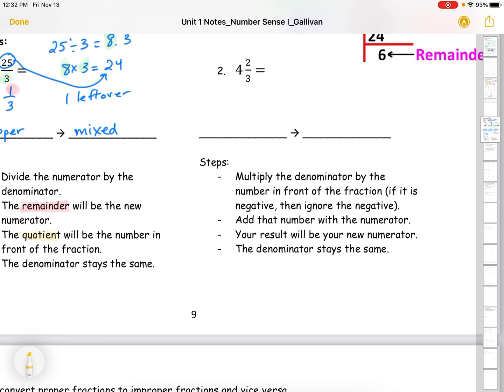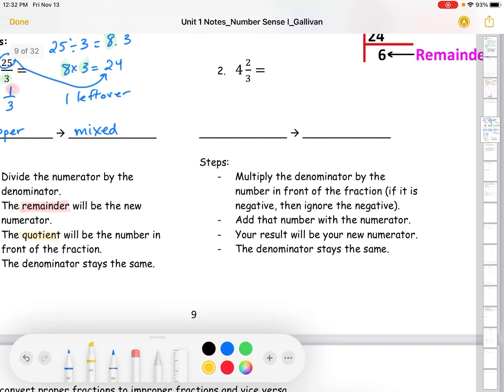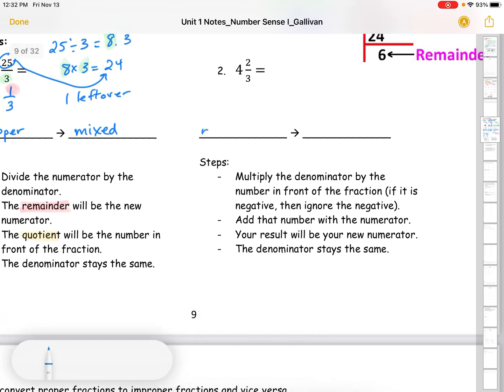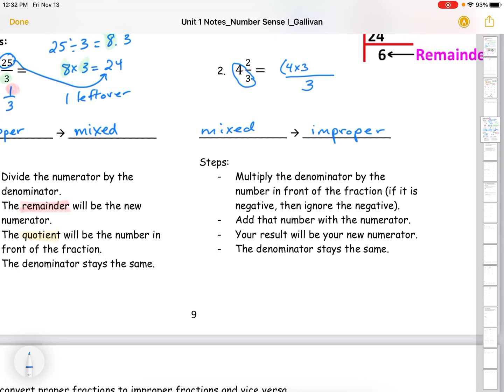Now, here we're going the other way. Here we're going mixed to improper. And this is actually easier. All you have to do is multiply the 4 times the 3 and add it to the 2. So we keep the denominator the same. We're going to go 4 times 3 and add it to the 2. So when we do that, we get 14 over 3. 4 times 3 is 12, plus 2 is 14.